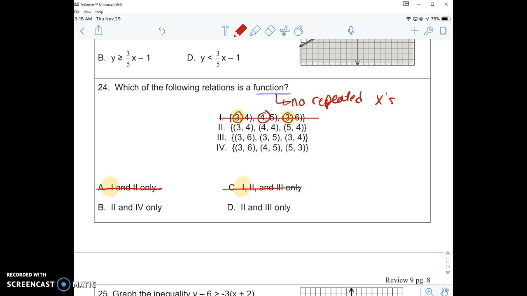Number 2, my x values are 3, 4, and 5. None of those repeat, so 2 is a function. Notice both B and D have 2. Number 3, my x values are 3, 3, and 3. The x values repeat, so 3 cannot be a function, which means I can cross off choice D.